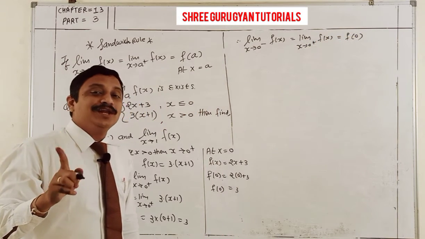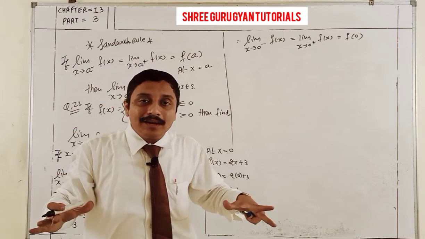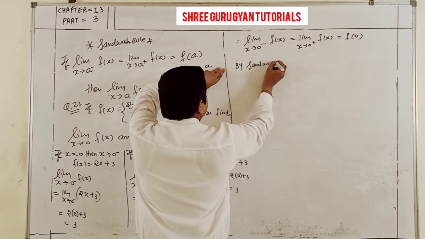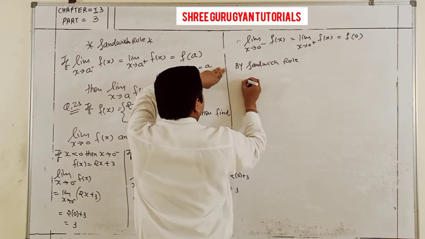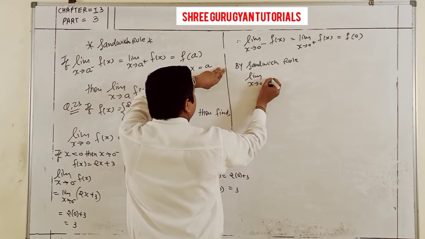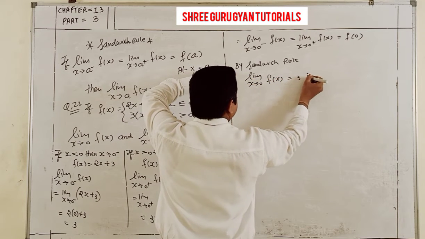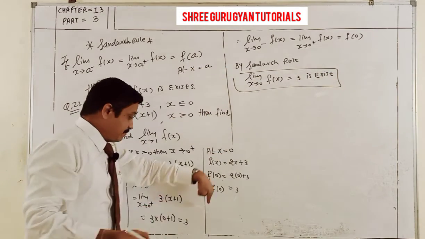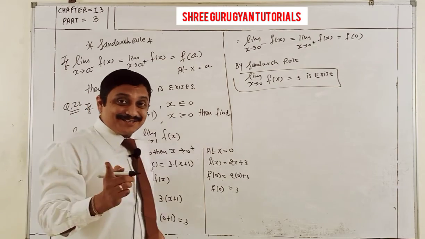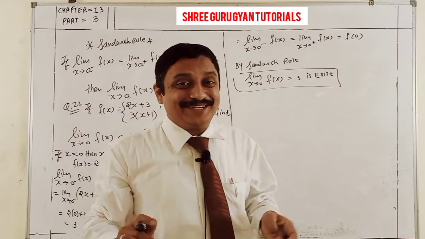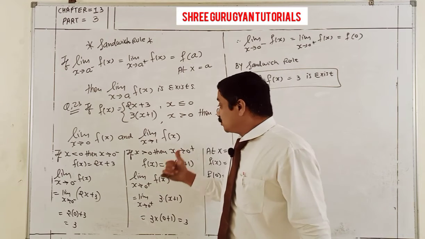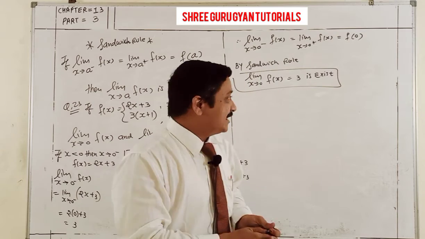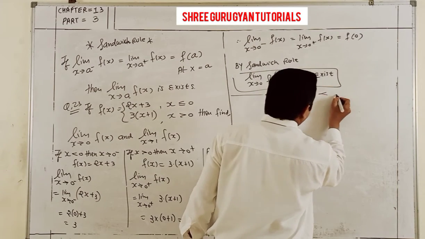If and only if all are equal, then you can say by sandwich rule that limit x tends to 0 f(x) is 3 and it exists. If any one is not the same, students, then by sandwich rule the limit does not exist. Up to that your 1.5 marks are over, students. Now I start explaining the x tends to 1 case. So up to that our half of the numerical is done.